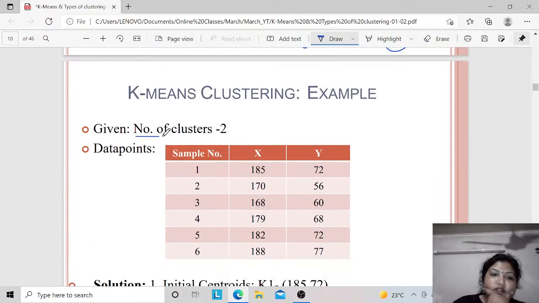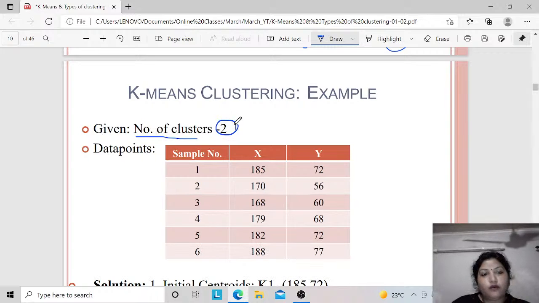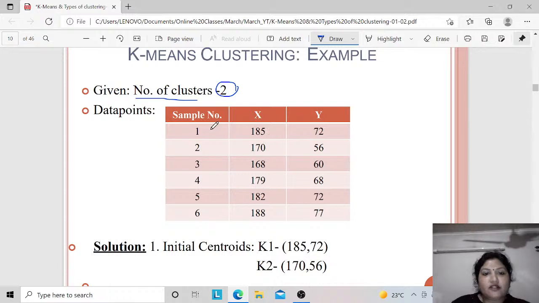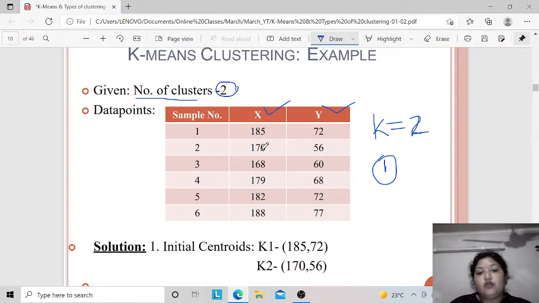Here we have taken the hyperparameter, that is the number of clusters, as 2, right? And these are our data points. This is our sample number and this is our data points in x and y terms. So here we can take our k value as 2. That means our first step is to select two centroids, right?